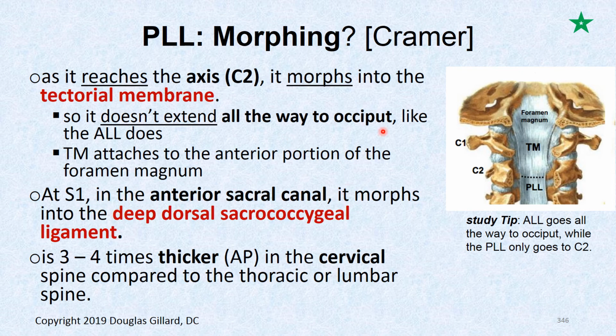So, yeah, it morphs into this new tectorial membrane there. And at S1, if we go down low, remember we talked about this already, the PLL stops at S1, but it continues down as the deep dorsal sacrococcygeal ligament. We talked about that one already. It's 3 to 4 times thicker in the cervical spine than the thoracic or lumbar spine.